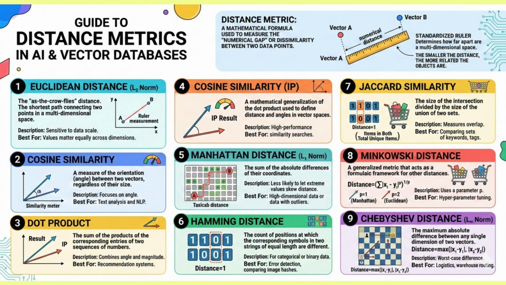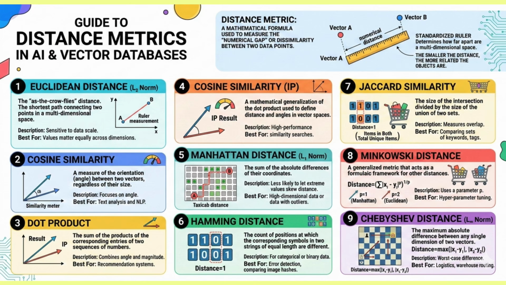It is best for text analysis and NLP. If two documents discuss Python programming, one might be 100 words and the other 5,000. Cosine similarity recognizes they are about the same topic even though their lengths or magnitudes are different.